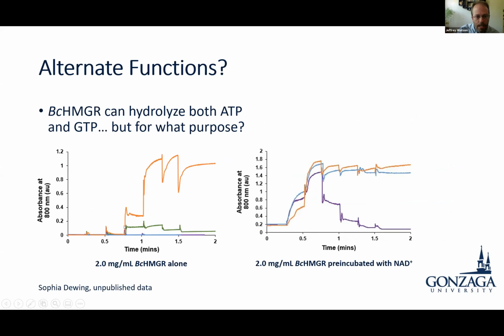Also, in a similar fashion to NAD+, shown here in green, adding ATP to BC-HMGR induces a dramatic increase in the bigmer particle, as judged by OD 800. GTP does none of that. However, GTP is capable of disassembling a pre-assembled particle with NAD+ pre-incubated with the enzyme. ATP is able to further assemble that particle.